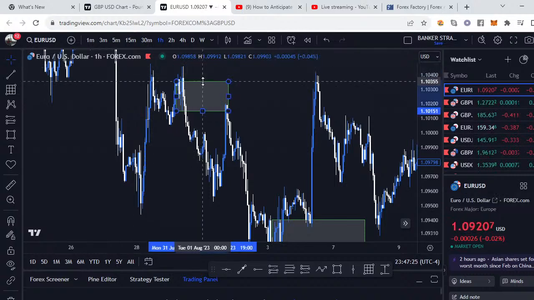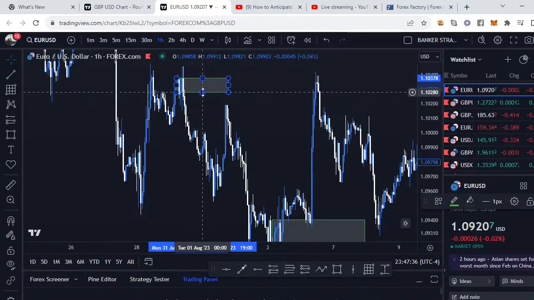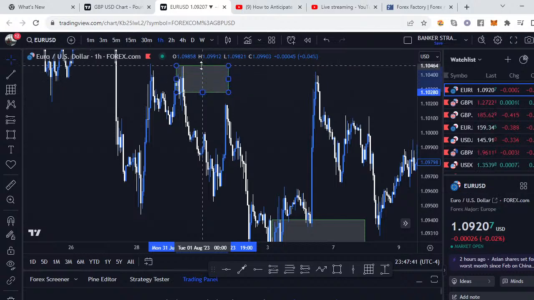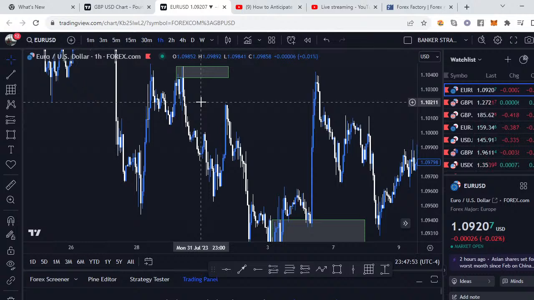Some people do body to body, wick to wick. Some people do body to body like that. Some people even do wick to wick. Some people just do the wicks, and I'm going to explain that another day. That's going to be another time when we get more precise, right?